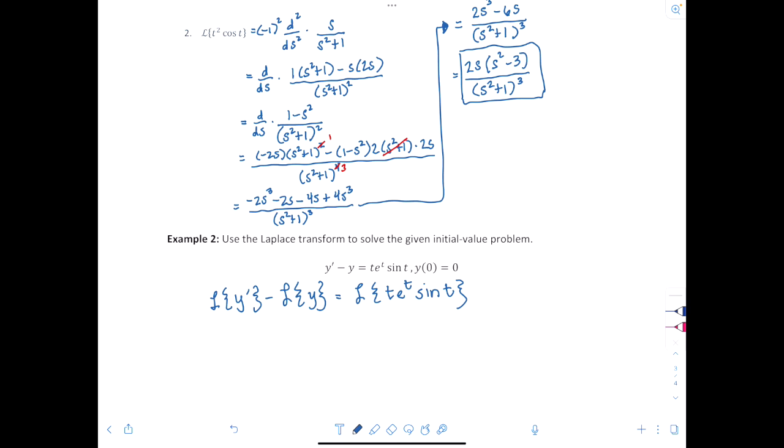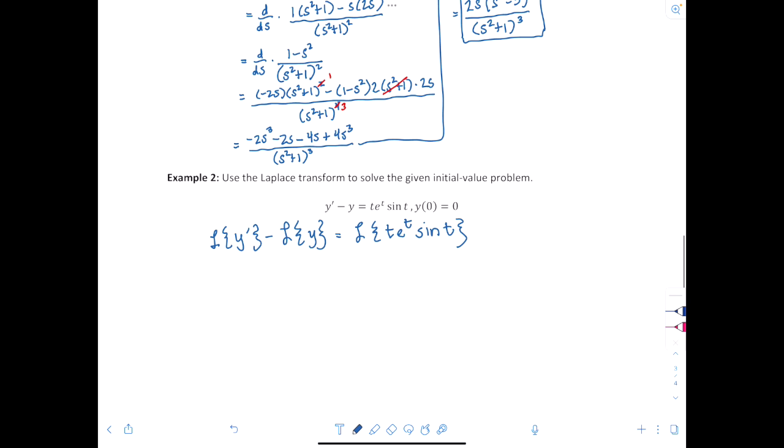Okay, so now we're going to go ahead and break this down more. So this is going to give us s times capital Y at s, doing our transform, and then minus y at 0. That's for the very first one. The second one is just going to be capital Y at s.